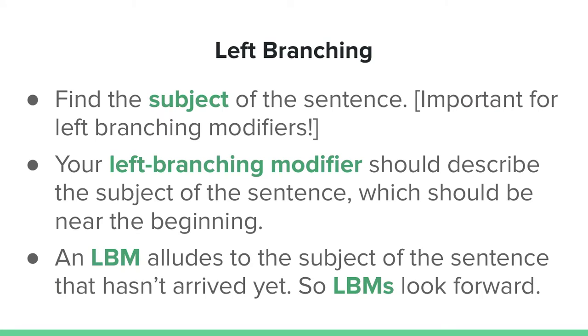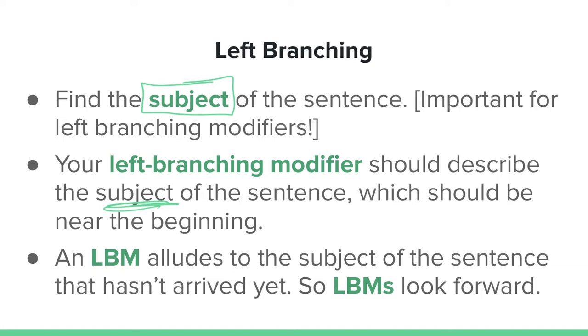So to do a left branching modifier, you want to find the subject of the sentence. It's really important that you're talking about the subject of the sentence, because if your left branching modifier is about something other than the subject, it's going to be really confusing. So for left branching, you have to make sure you identify the subject of the sentence and you're writing a modifier about the subject. So it should describe the subject of the sentence, the grammatical subject, which should be near the beginning.